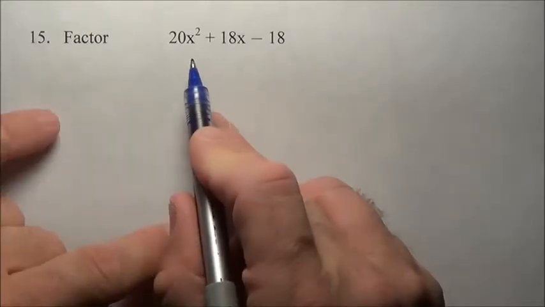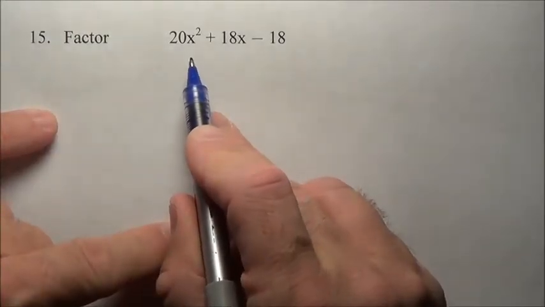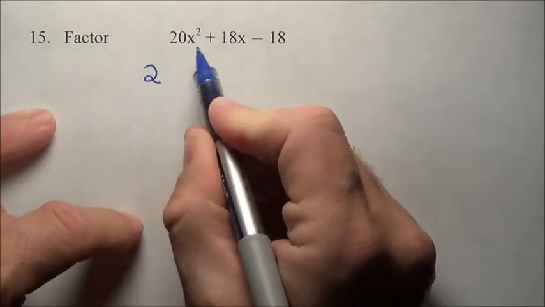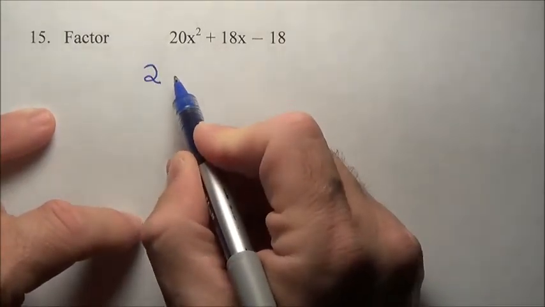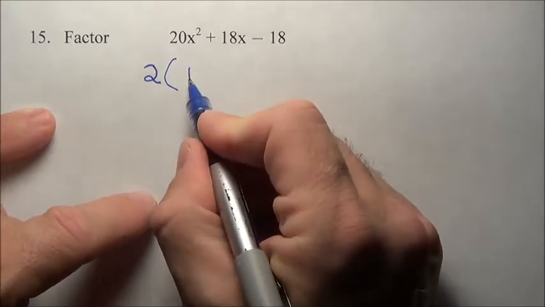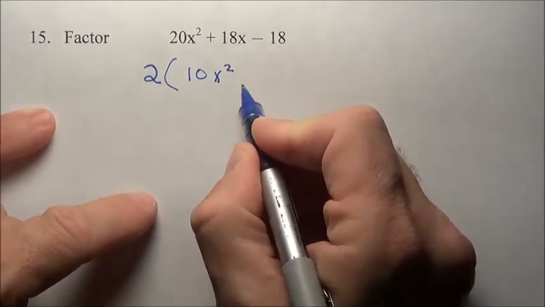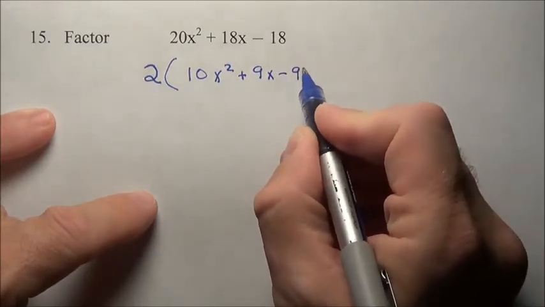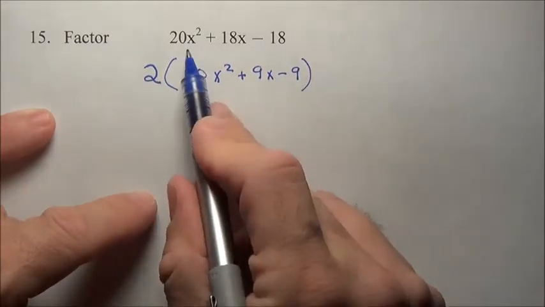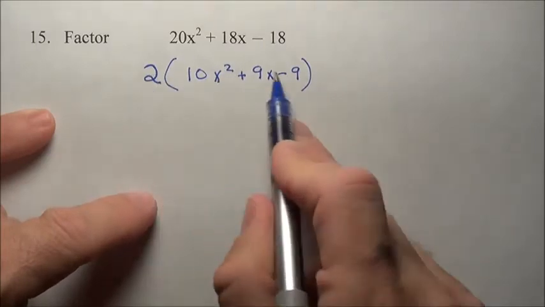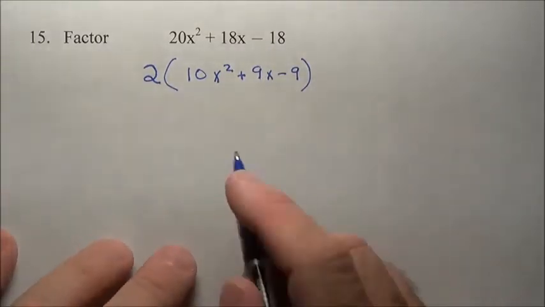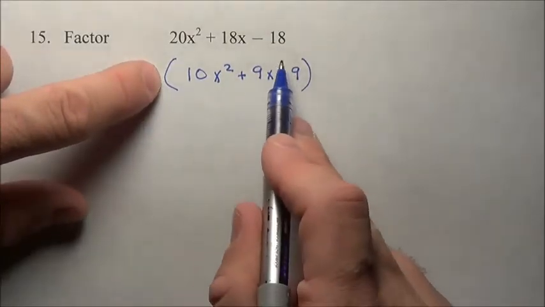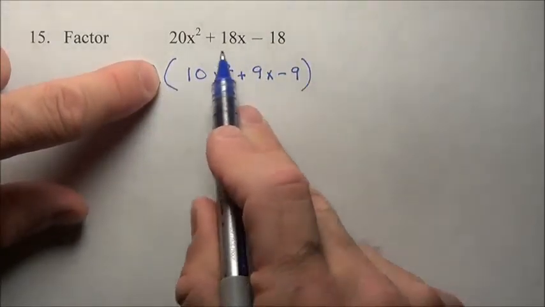Before I even start doing this, I can factor a 2 out, can't I? Well, let's pull a 2 out, because a 2 is within each one of those. If I just pull a 2 out, I'm left behind with 10x squared plus 9x minus 9. 2 times that gives you 20x squared, 2 times that gives you 18x, and 2 times negative 9 gives you negative 18. So now I've simplified it a little bit. I can just now concentrate on breaking this down.